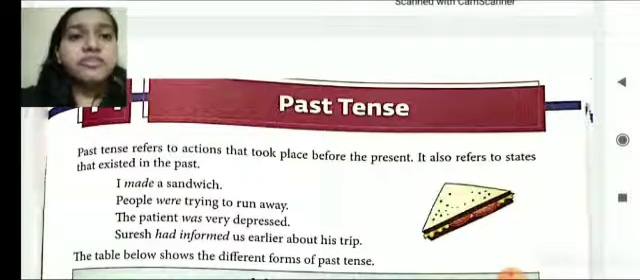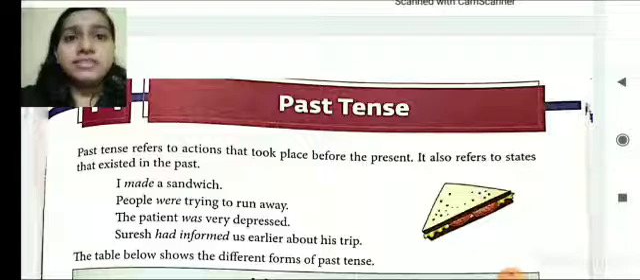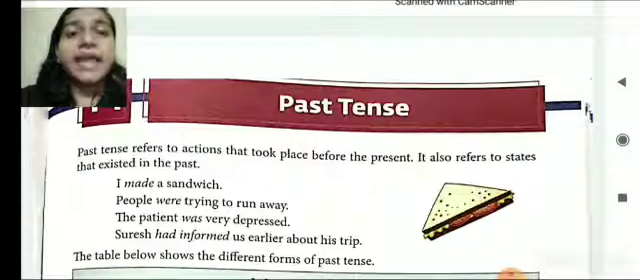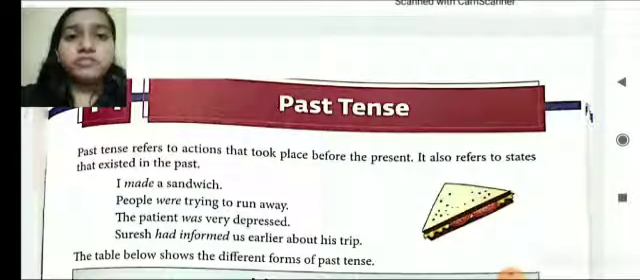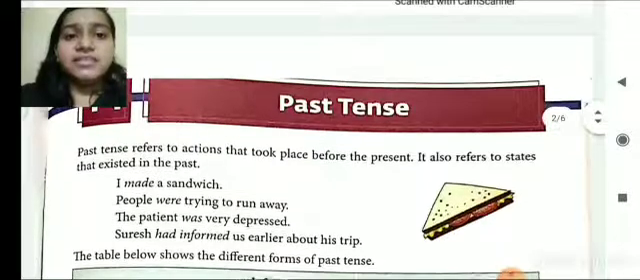Past tense refers to an action that took place before the present. It also refers to a state that existed in the past. That means past tense is a type in which we will try to understand that the action has already been completed in the past. Before the present time, the action has already taken place. It refers to the states that existed in the past and it also refers to a particular thing or particular matter that existed in the past.